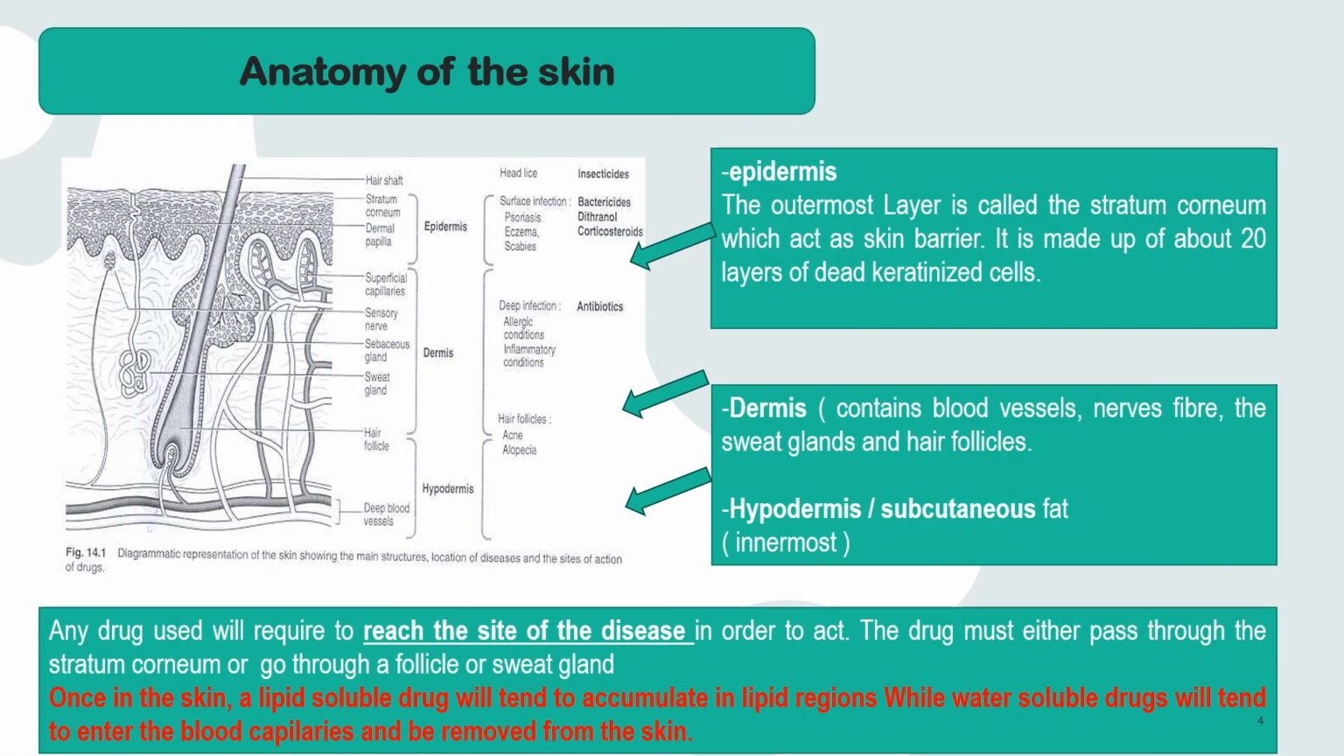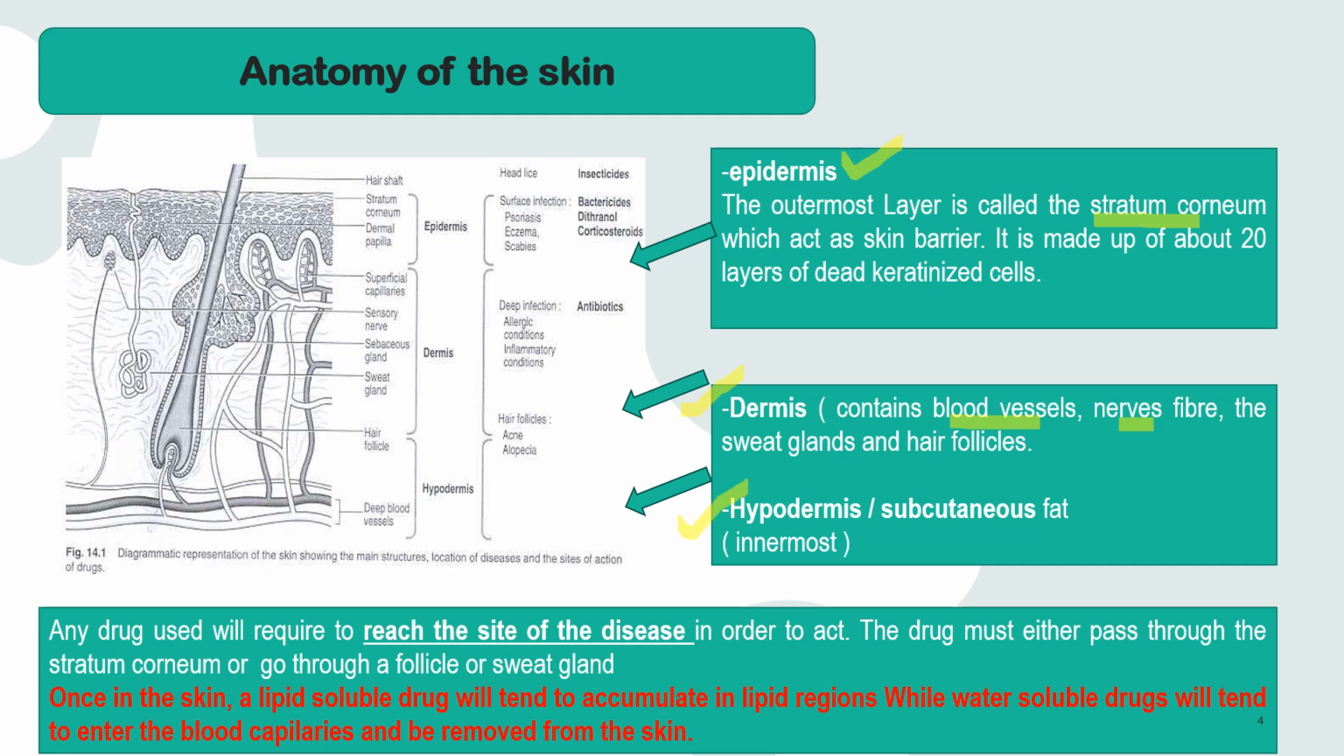About the anatomy of the skin. Skin is the largest organ of the body. The main function of the skin is protection. It protects the body from external factors such as bacteria, chemicals, and temperature. It comprises three layers. The first one is the epidermis, the outermost layer, also called the stratum corneum. Second is the dermis. It contains blood vessels, nerves, fibers, sweat glands, and hair follicles. And the last one is the hypodermis or subcutaneous fat.